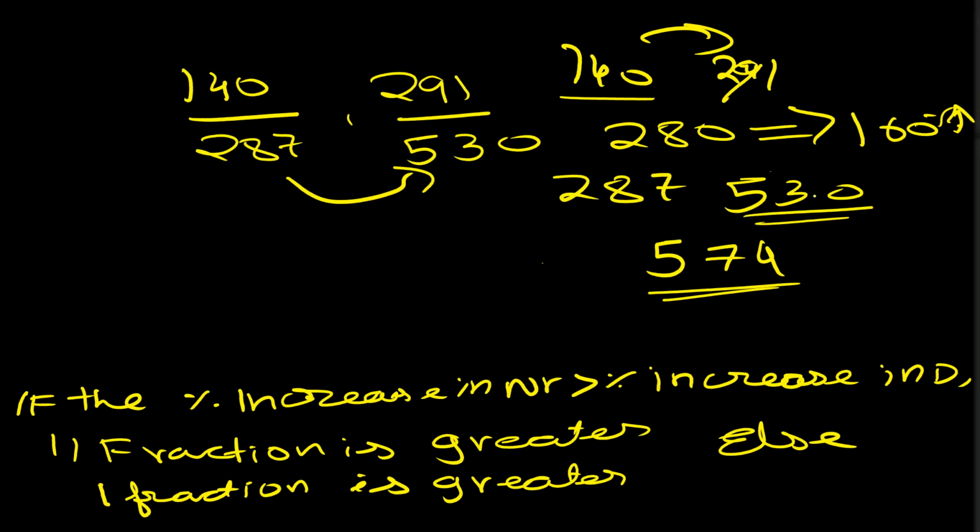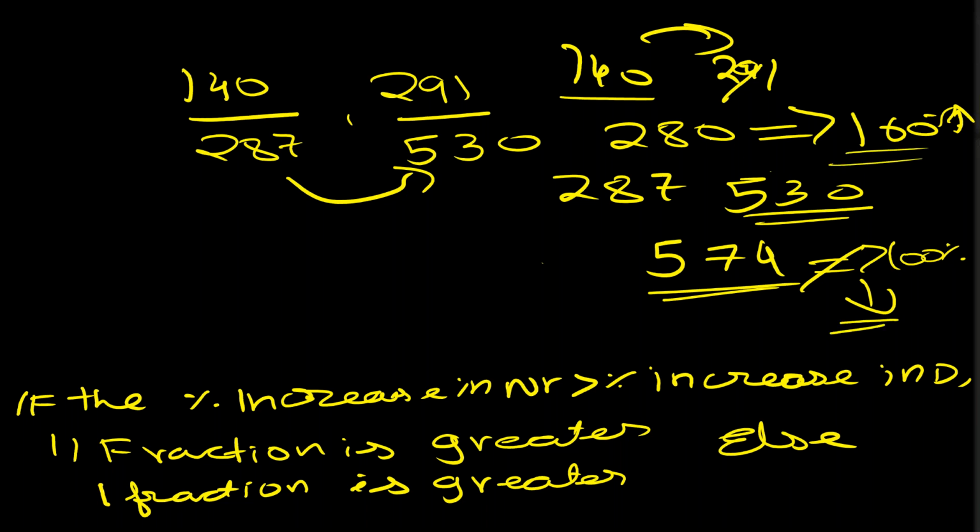Now check this number. In the question they have given only 530, but when I increase by 100%, I'm getting 574. It is very high when compared to that number. So approximately I can say this is not increasing 100%. It is increasing less than 100%, while the numerator is increasing more than 100%.